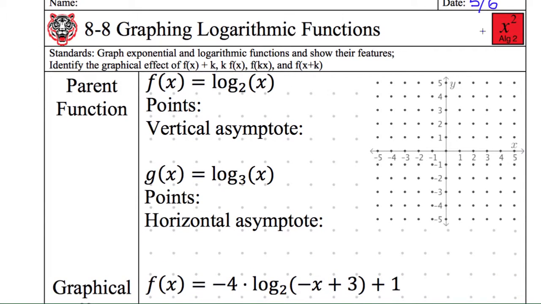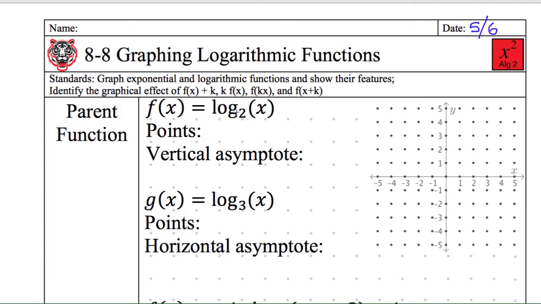So last Wednesday, we had a lesson on 8-7. 8-7 was graphing exponential functions. Today we're graphing logarithmic functions. The cool thing about today is if you know everything about 8-7, this lesson will be very, very easy.